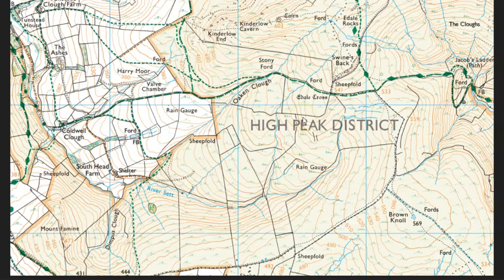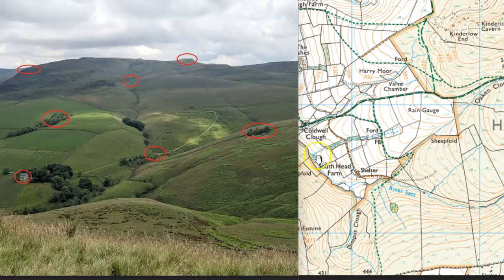So let's do a little bit of a side-by-side look now. Okay, so looking down from our high point across this stream is looking down from Mount Famine summit down here, and that stream there is Dimpus Clough going across there.